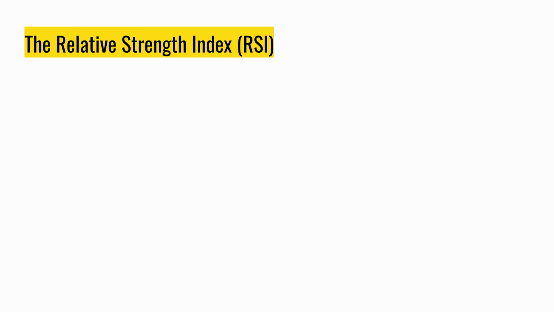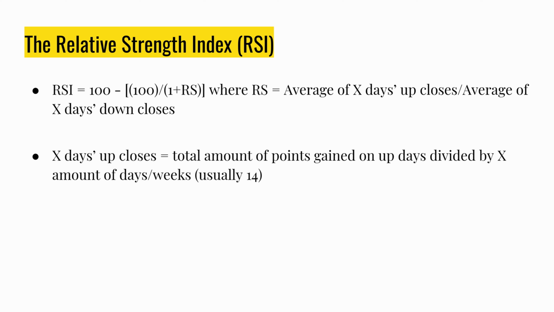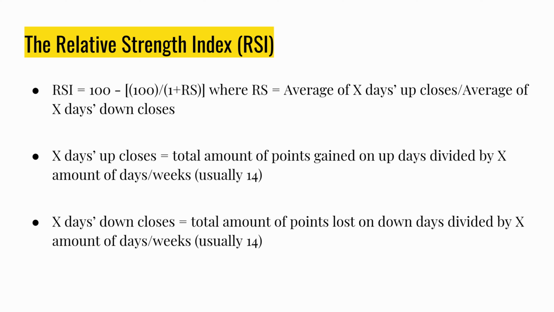As mentioned briefly in previous videos, the relative strength index is an oscillator that tells if the stock is overbought or oversold. The RSI formula is shown here. The only complicated part is RS, which stands for the relative strength. The relative strength is calculated by dividing the average of X days up closes by the average of X days down closes. X days up closes means the total amount of points gained on up days divided by the X amount of days or weeks. The usual amount of days or weeks is 14. On the other hand, X days down means the total amount of points lost on down days divided by X amount of days or weeks.